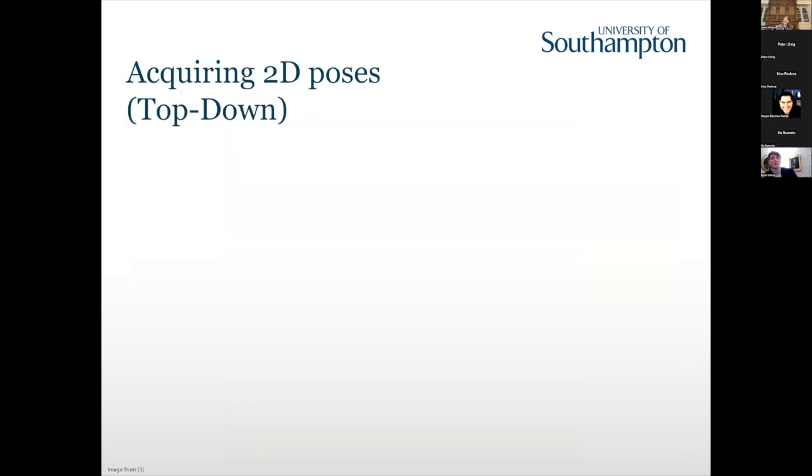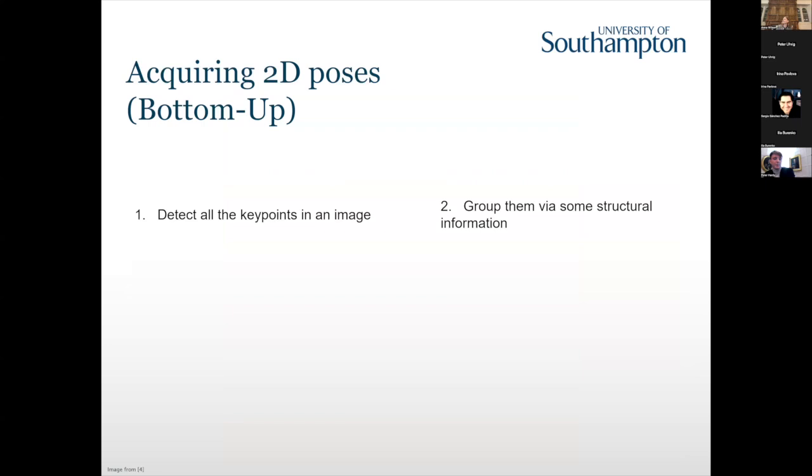So how can we actually acquire 2D poses? I won't really get into the nitty gritty about 2D detector architectures because it's quite a saturated field. But there's a top-down approach where we detect everyone in an image and then we find their key points. And then there's a bottom-up approach, which just means that we detect all the key points in an image and then we group them via some form of structural information.